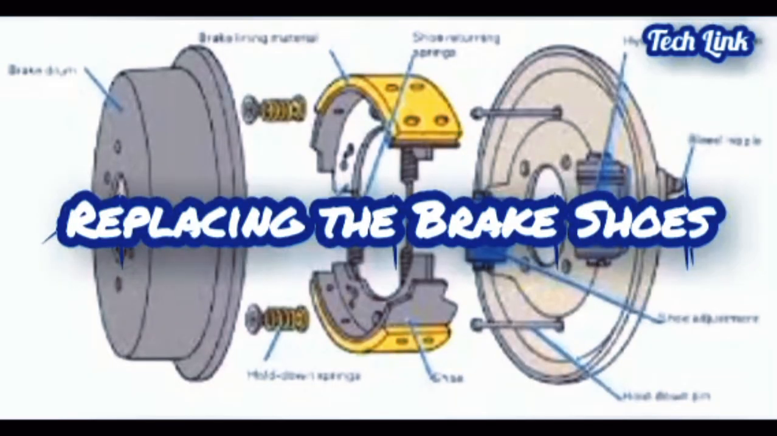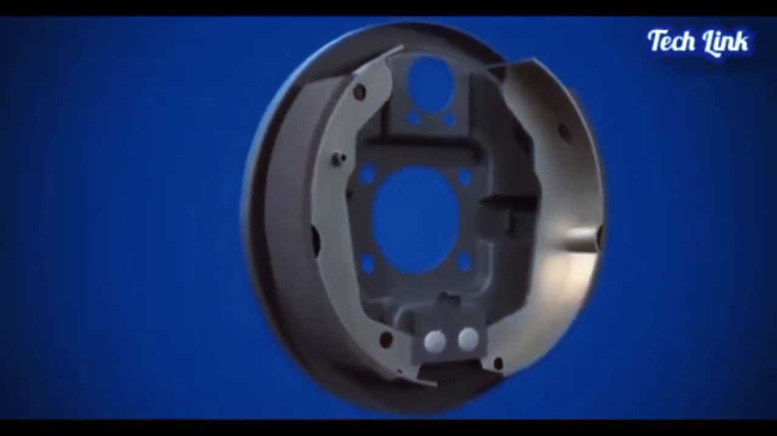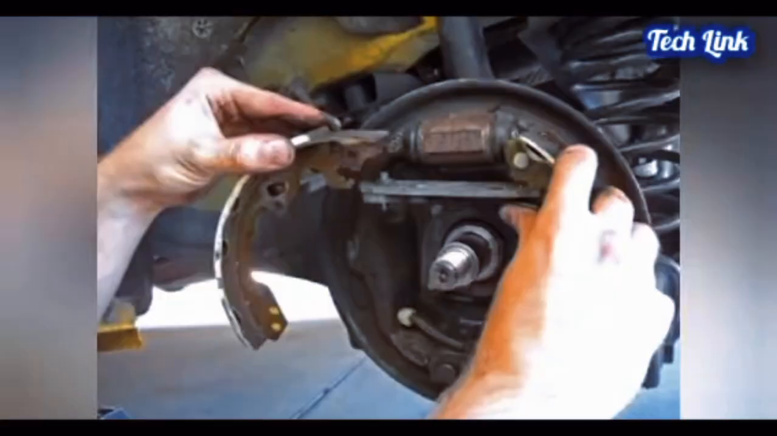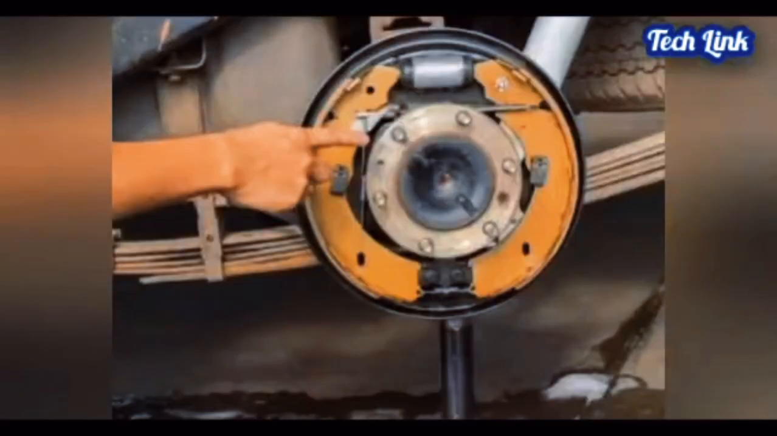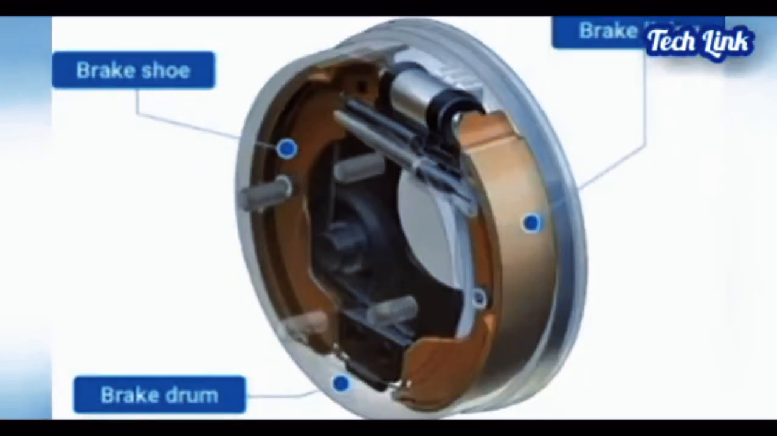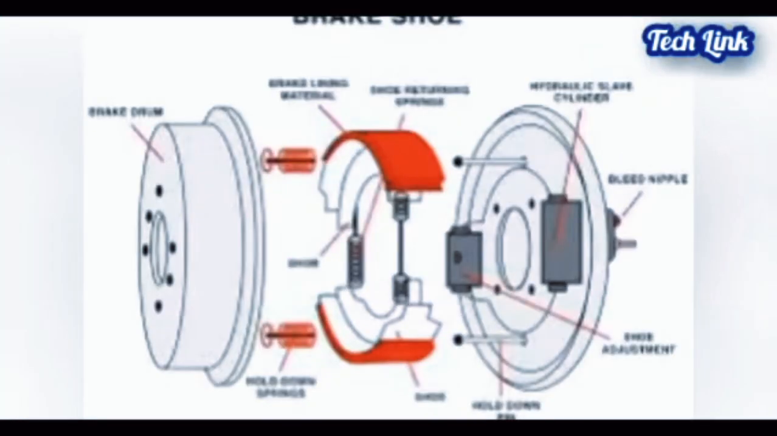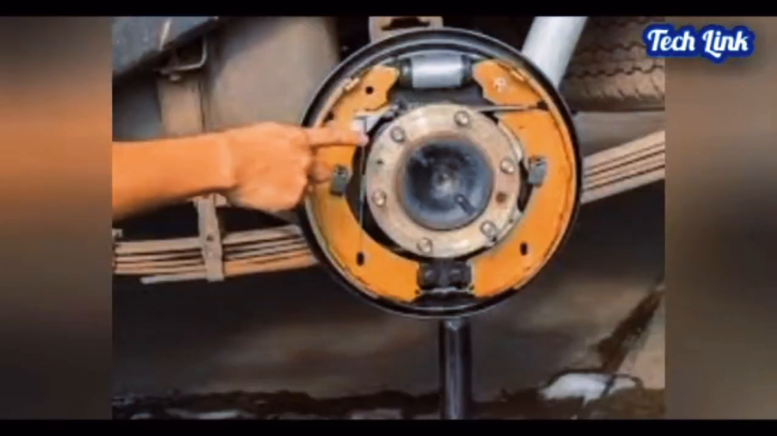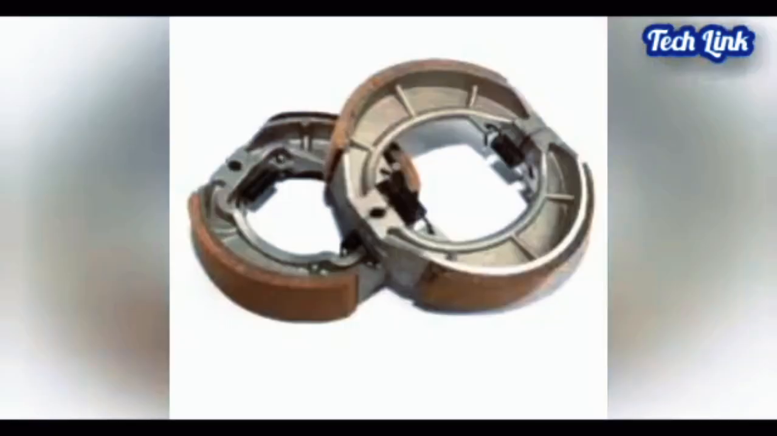Replacing the brake shoes. The production of brake shoes is simpler. As a result, the cost of replacing them will be lower. However, the cost will vary based on the type of material chosen. The higher the quality of the materials, the higher the price. A high price does not imply superior quality, so proceed with caution. The heat produced by the brake drum mechanism is higher. However, the cost of replacing brake shoes is far cheaper than the cost of replacing brake pads.